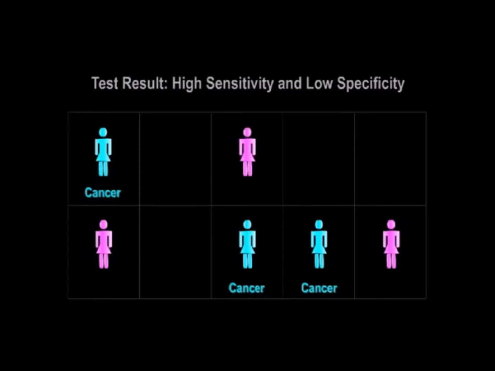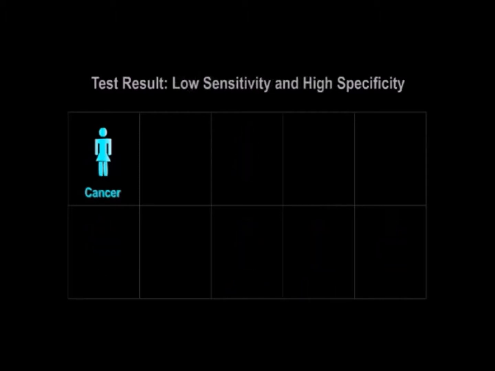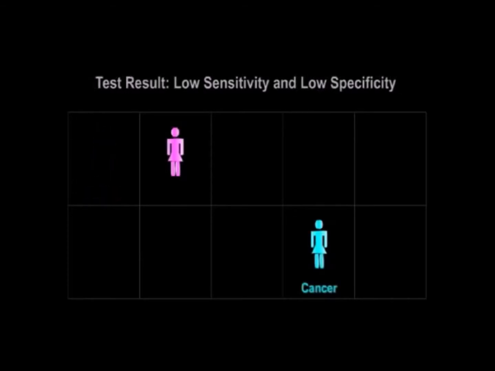If the same test detected all 3 cancers but also incorrectly identified 3 normal samples as cancerous, or false positives, it would have high sensitivity but reduced specificity. If the test accurately detected only one of the 3 cancer cases, it will have reduced sensitivity.